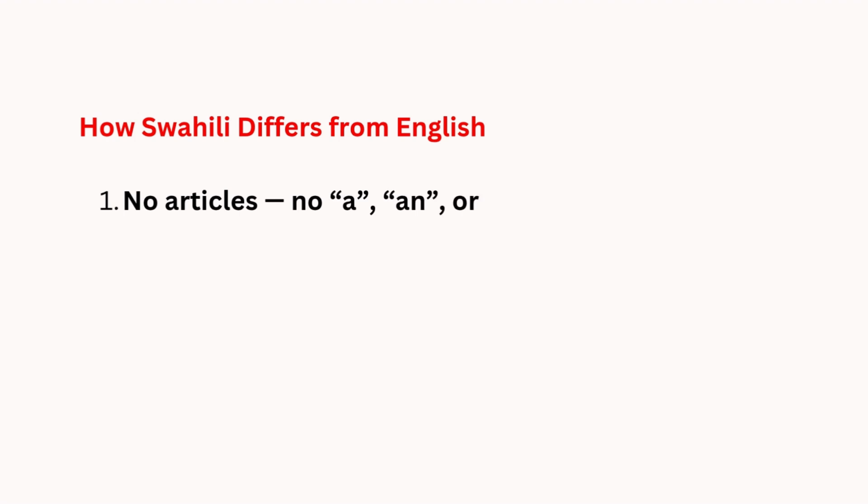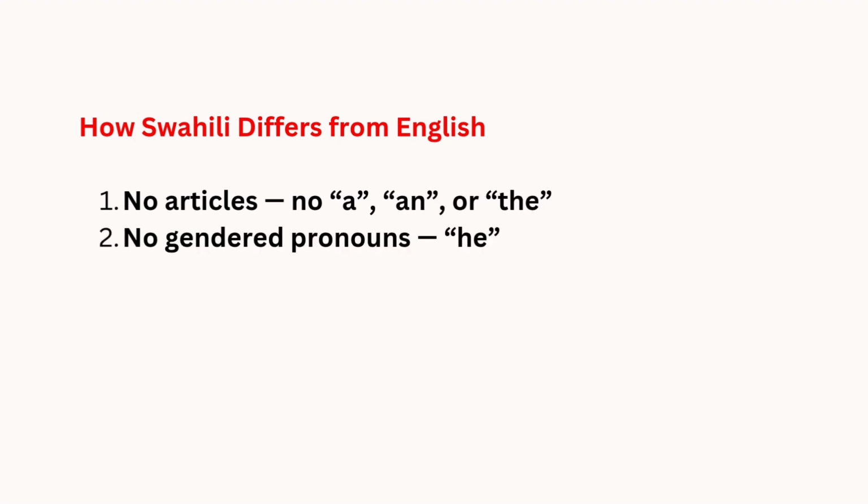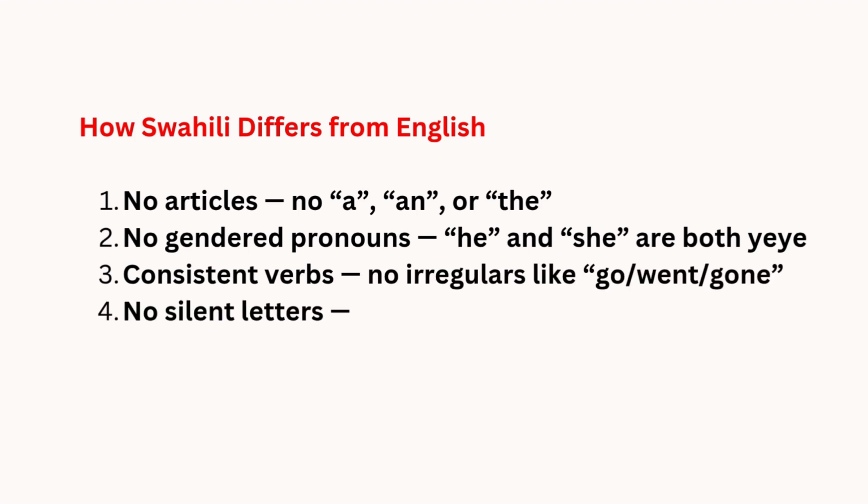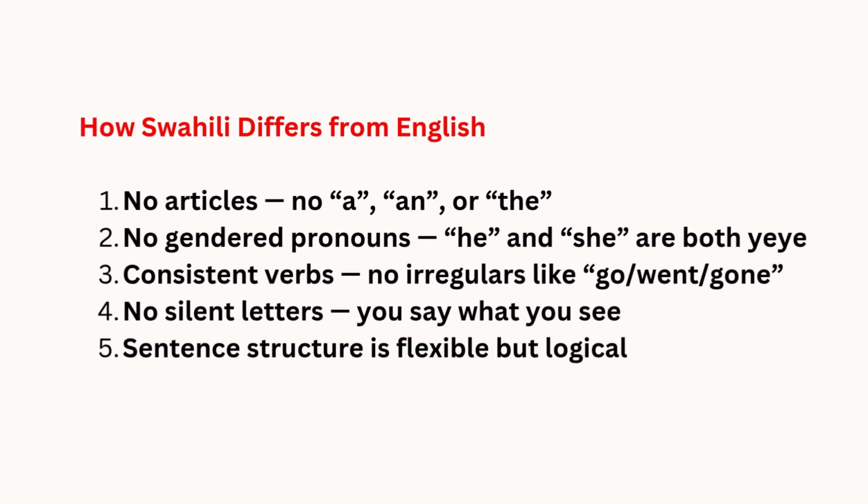So the next thing we're going to look at is how Swahili differs from English, so that you better understand how you're going to differentiate between Swahili and English. One of the things to understand is in Swahili, we don't have articles. We have no articles like the ones we see in English: a, an, or the. Remember, those are the articles in English. In Swahili, we don't have articles.